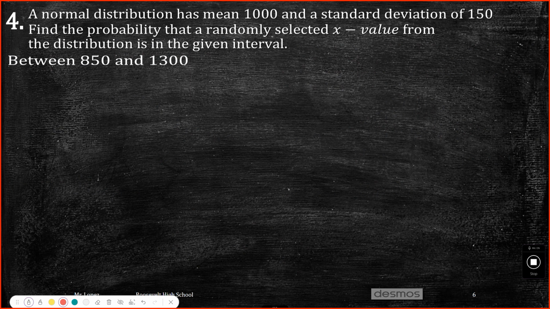Let's go to number 4. A normal distribution has a mean of 1,000. That's the SAT. The average is 1,000 on the SATs. Standard deviation of 150. Find the probability that a randomly selected X value from this distribution is in a given interval. Between 850 and 1300.